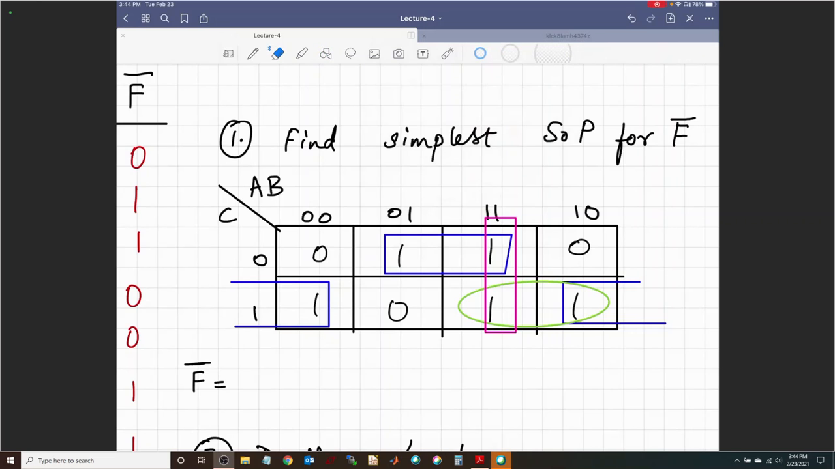Yeah, you're right. I said how many? You can make 4 of them, but you would only choose to make 3 of them. Because if you pick the green, then the pink is redundant. You don't need that. And if you pick the pink, then you don't need the green one. So one or the other. Bottom line, simplest SOP is not unique.